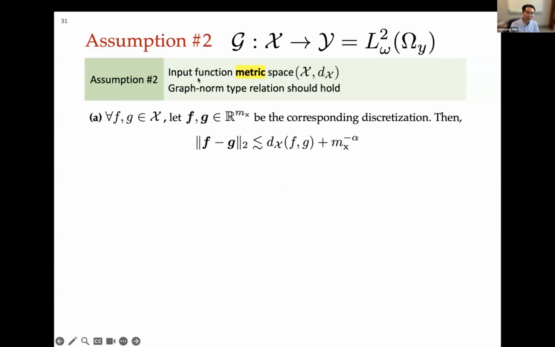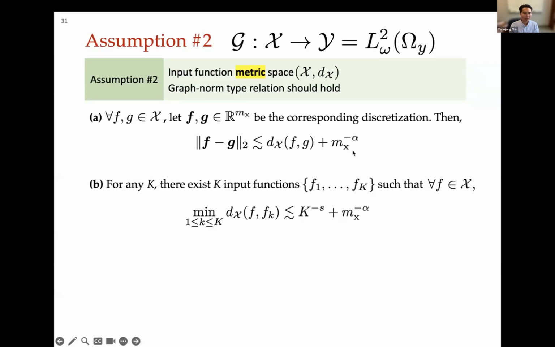The number two assumption is that our input function space is a metric space, and a graph norm type relation should also hold. What I mean is as follows. Both f and g represent some discretization of a function. Then the difference between the two discretized values has to be upper bounded by the metric between f and g, at a certain rate which depends on the size of the discretization. This is typically true in many cases. But what might make things difficult to analyze is the B part.